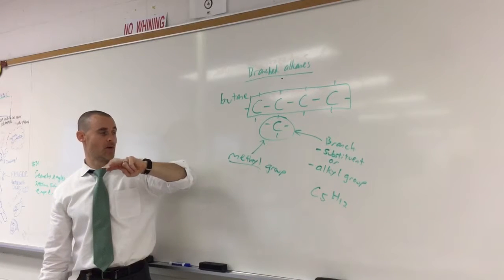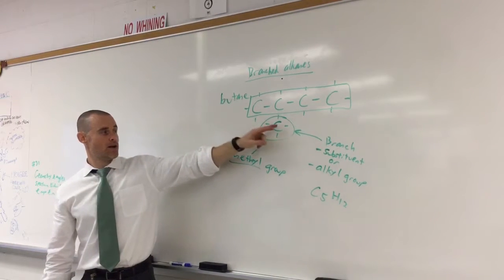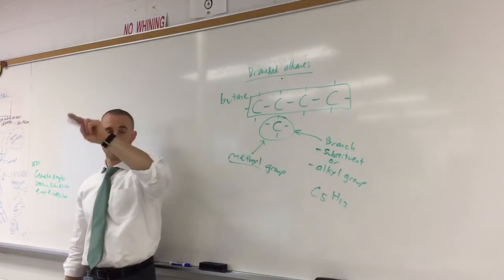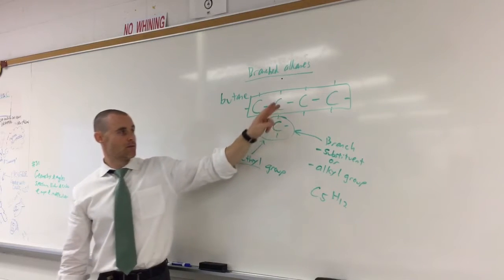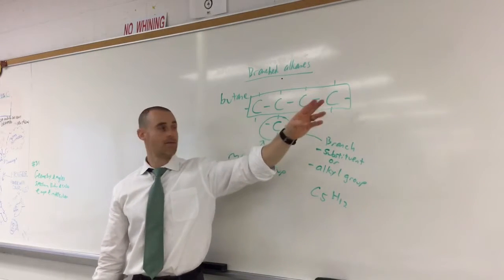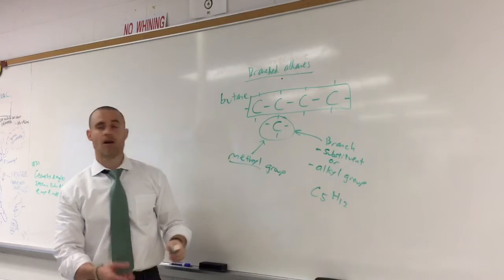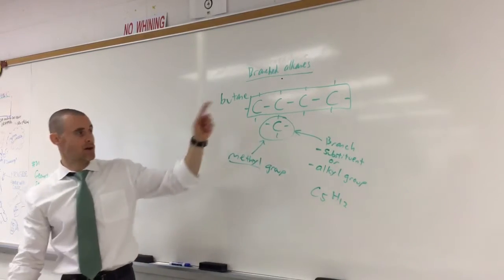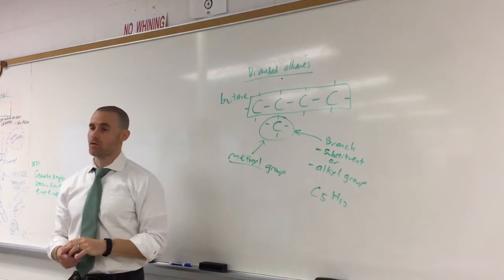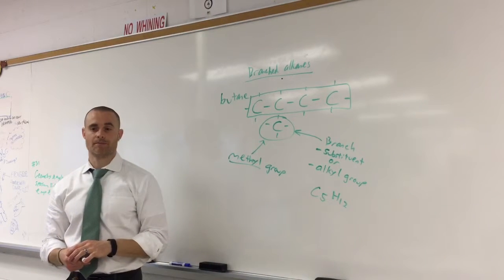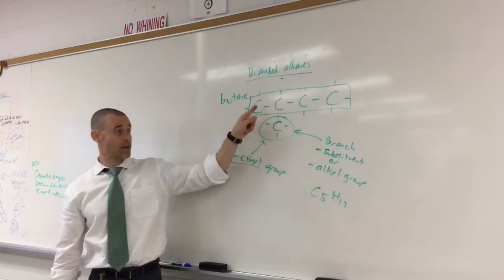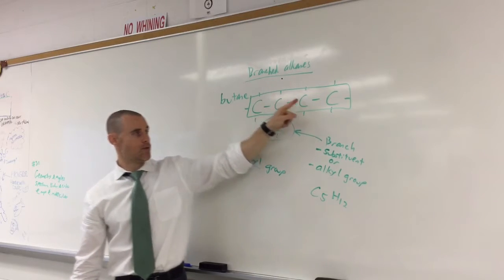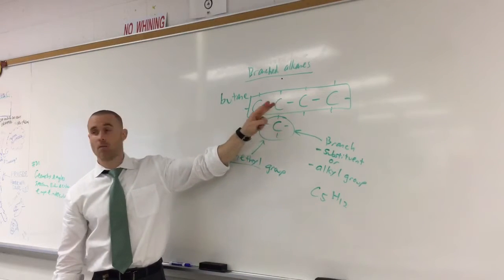Now, one last thing before we write the name. What number carbon is the branch attached to? It's attached to number 2. Number 1, number 2, number 3, number 4. Now, some kids want to say, well, isn't that also carbon 3? 1, 2, 3? Yes, depending on which way you count. You always go for the lowest number possible. You with me, Matt? So if I'm numbering this main chain, I go 1, 2, 3, 4. Why? Because 2 is a smaller number than 3.